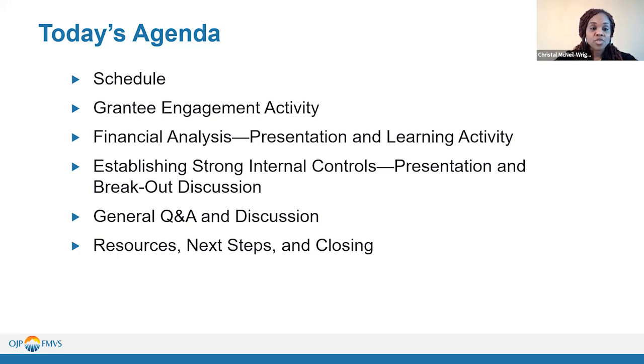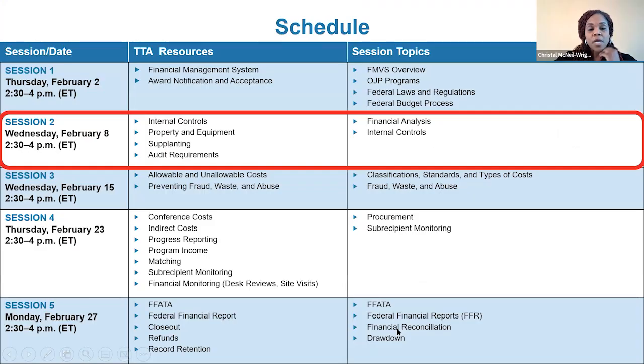After that, we'll have a general Q&A and discussion, and then we'll discuss resources, next steps, and closing. So if we look quickly at the schedule, we are here at session 2. Here we'll be going through all the topics that I discussed, and under the list of TTA resources, you'll see there will be some job aids and videos in relation to internal controls, property and equipment, supplanting, and audit requirements. You'll be able to review those on the LMS platform.